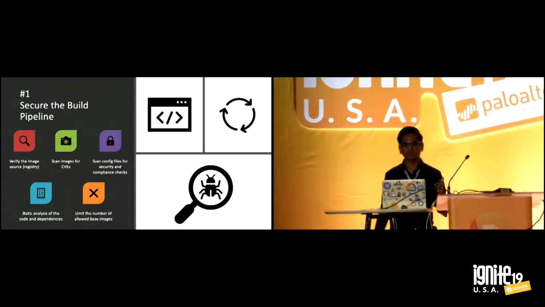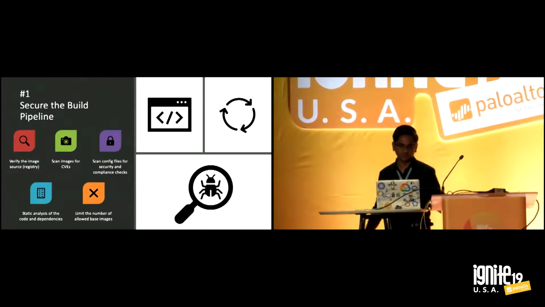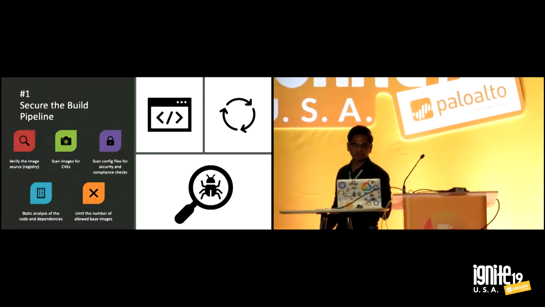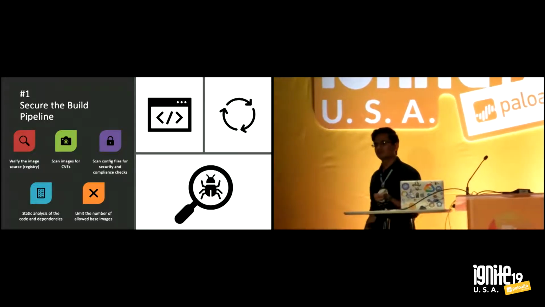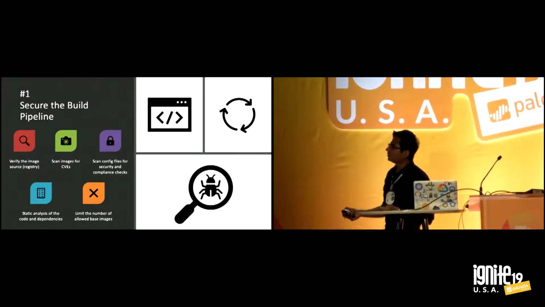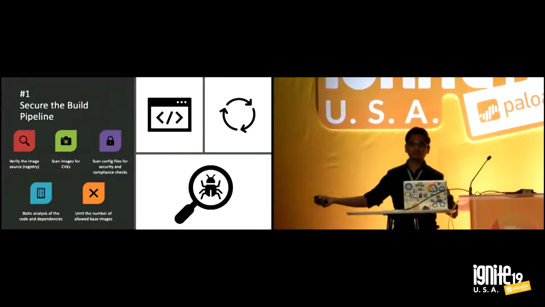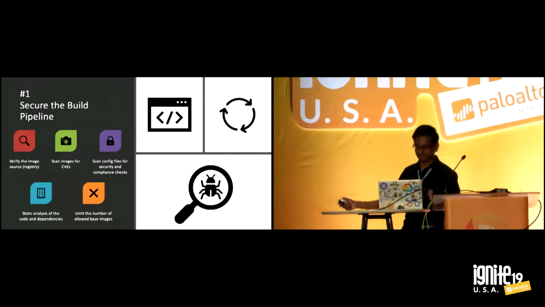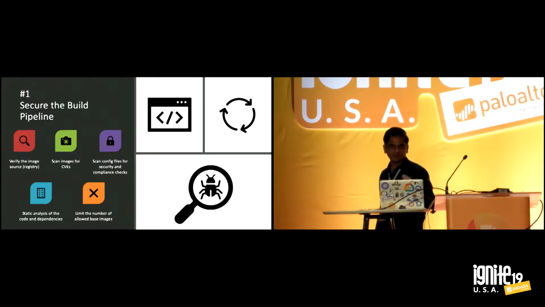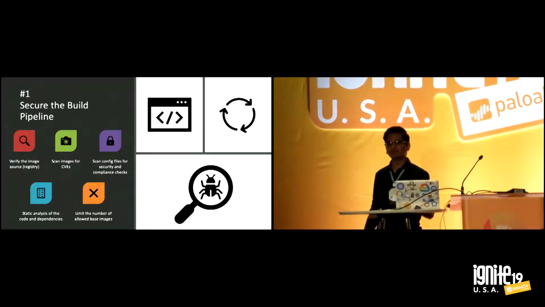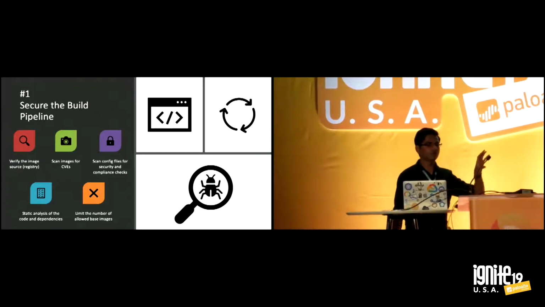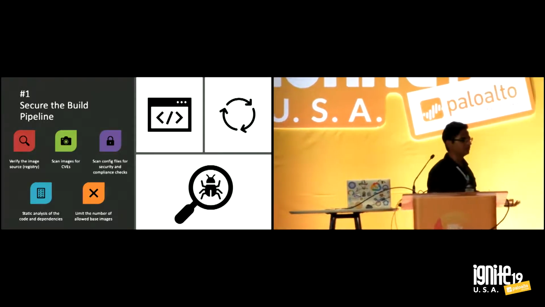Next one is scanning your images for CVEs. We already talked about that. Scanning your configuration files for security and compliance checks. So this config file, this is where Prisma Cloud IaC scan comes into the picture. Static analysis of the code and dependencies. There are several projects for doing this. You actually check your code against memory escapes and things like that.